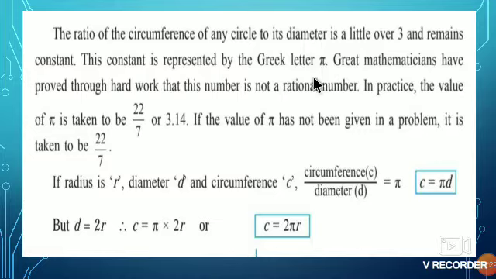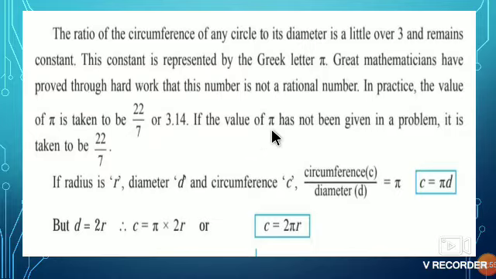Great mathematicians have proved through hard work that this number is not a rational number. In practice, the value of pi is taken to be 22/7 or 3.14. So whenever you take pi in a formula while calculating, you have to take the value of pi as 22/7 or 3.14.